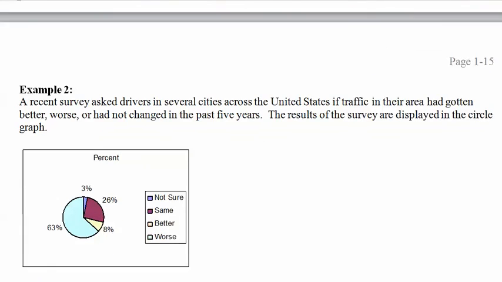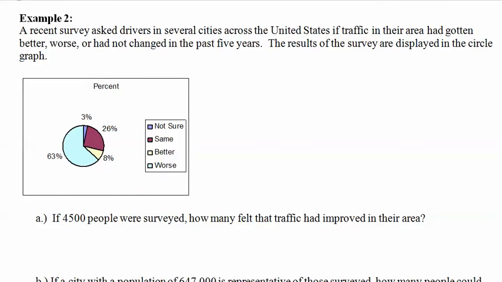Okay, so how about a circle graph? Drivers, several cities. Traffic has gotten better or worse, not changed. Almost everybody says worse. Some say not sure. Some say the same. Some say better. Could have done this with a bar graph or not or something. I mean, it all depends on the data.